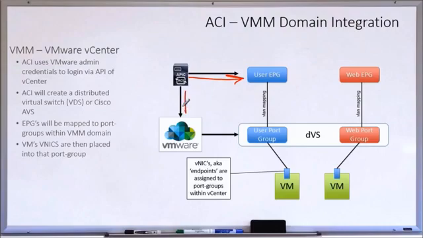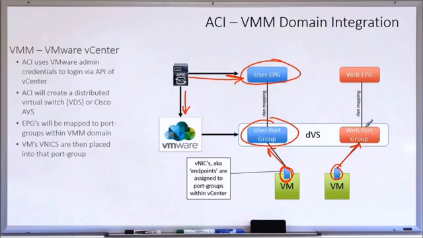Okay, it pushes that config down to vCenter, and vCenter creates these port groups. Okay, so now we have these port groups hanging off of this distributed virtual switch. When we go into the VM properties, we can place these adapters within their respective port groups. So it's a very close-knit relationship.